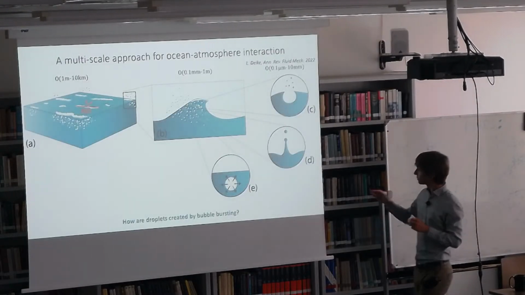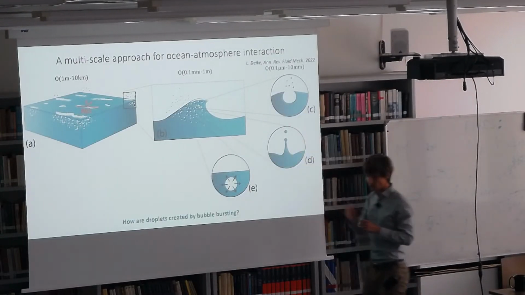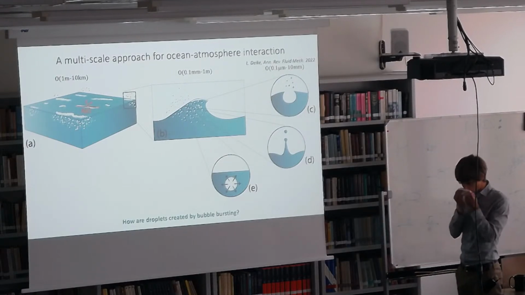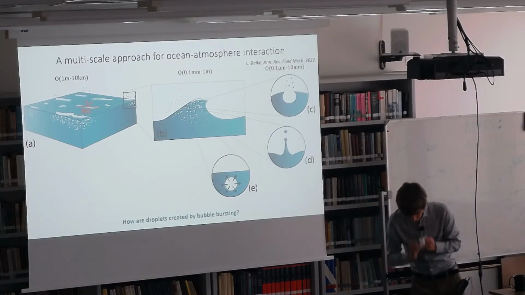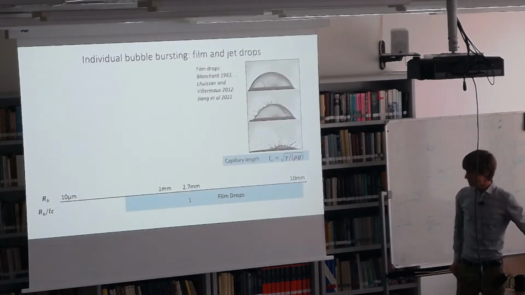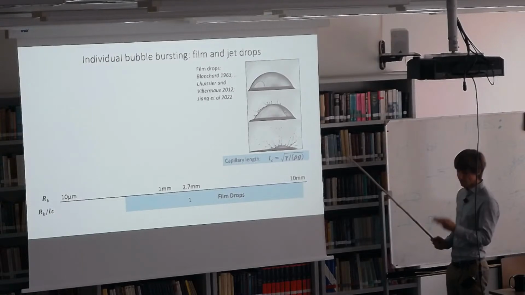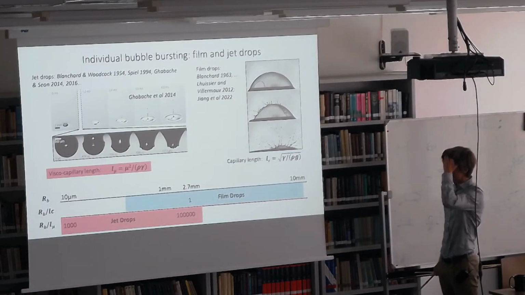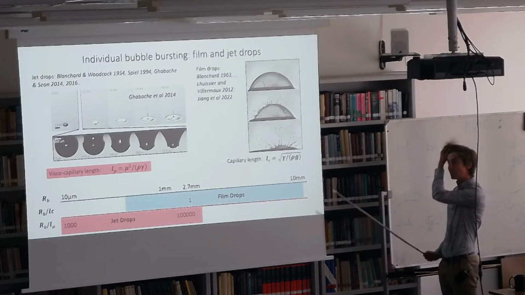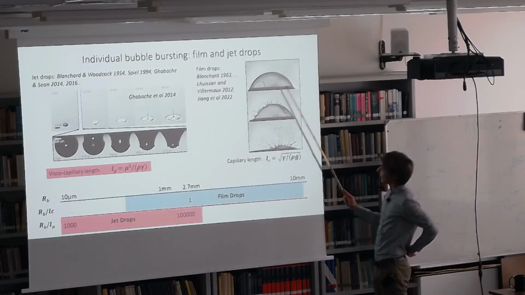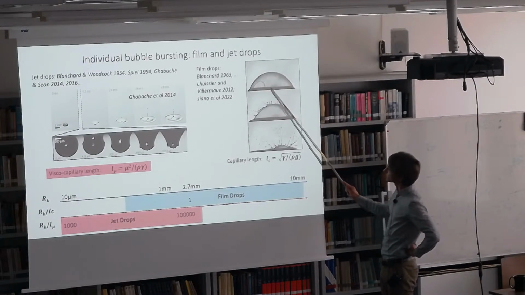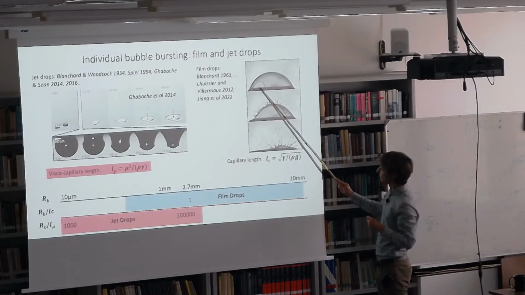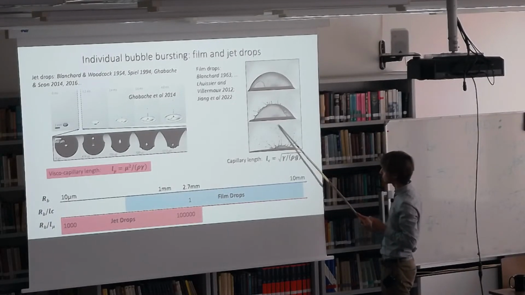So now I'm going to move to the smaller scale and discuss how the droplets are formed from these bubbles. A little bit of background. There are a couple of processes that have been discussed in the literature to describe the emission of these droplets. When you have bubbles, the film between the bubble and the air side ruptures and destabilizes and produces droplets.